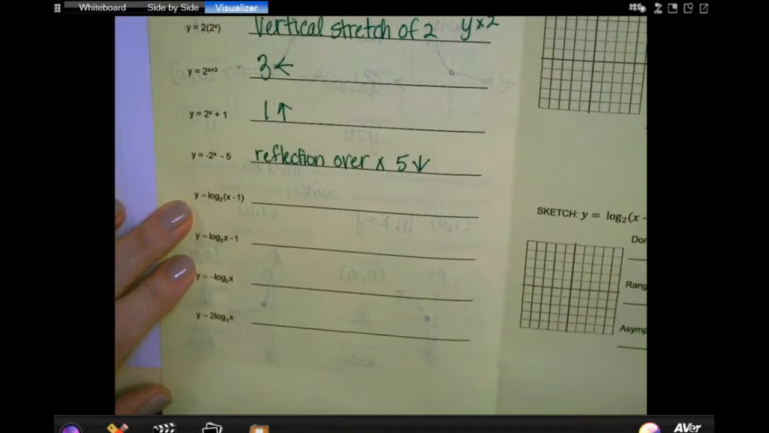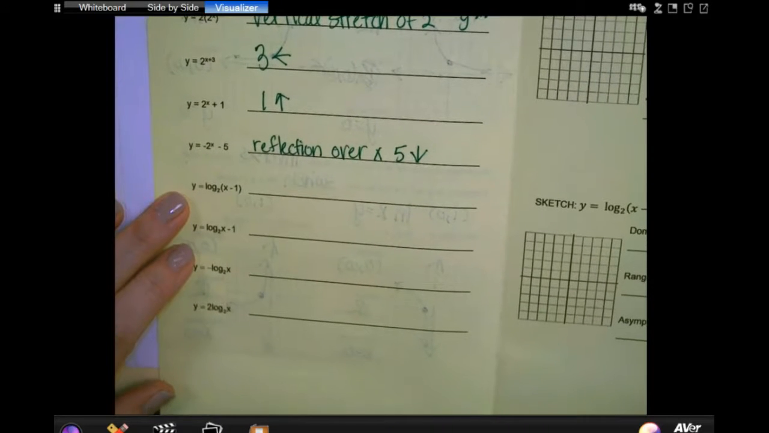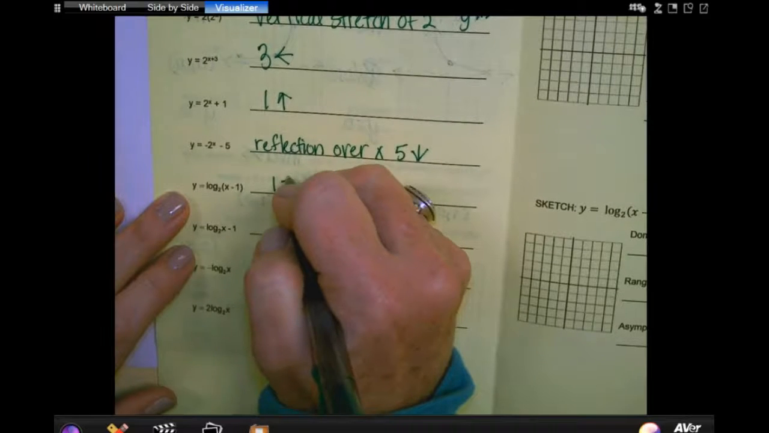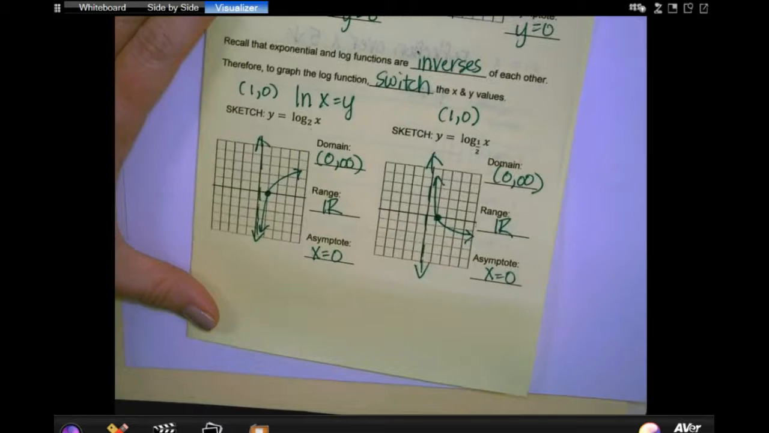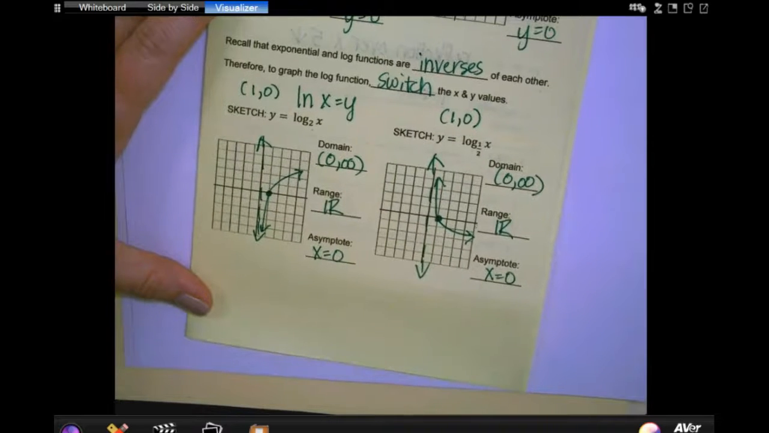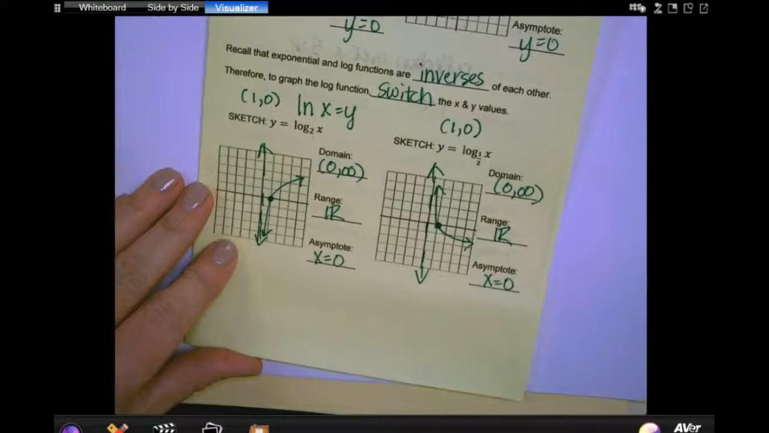Y equals log base 2 of x minus 1. Which way does that shift? So I go right 1. Does that shift your asymptote? It does. It shifts your asymptote 1, and it's going to shift your point 1. Because this is a back and forth. Okay?